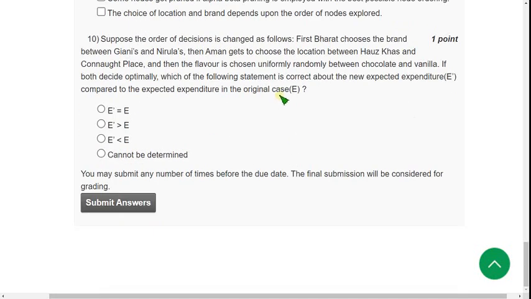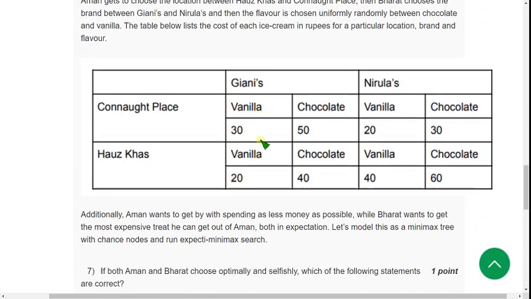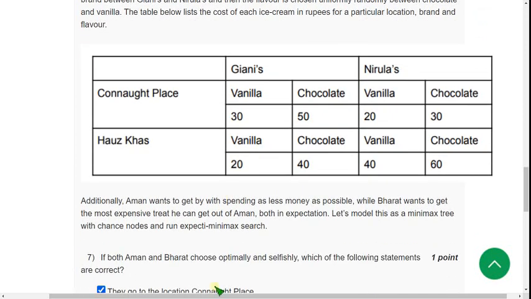In the previous case, in the original case, the expenditure we have got is 30. Let's see what happens now. Here in the given question, guys, this is my approach, what I am thinking. So you can have different solutions. So I am thinking like this. First Bharat chooses. Bharat wants to maximize, right? So Bharat chooses the brand. So in vanilla flavor, which is the highest one? It is 40 in the Nirula brand.